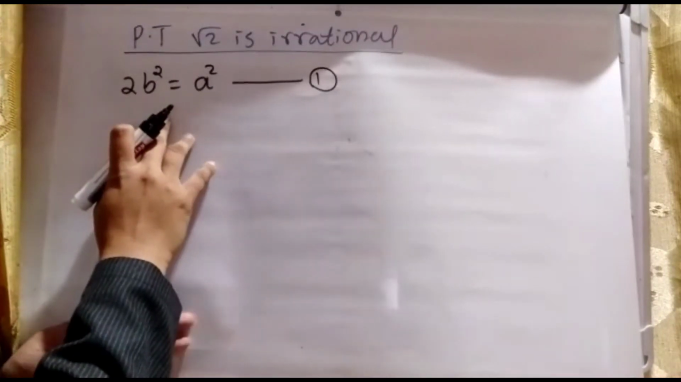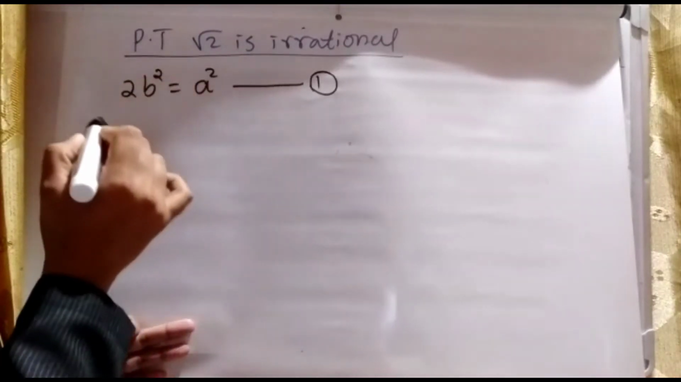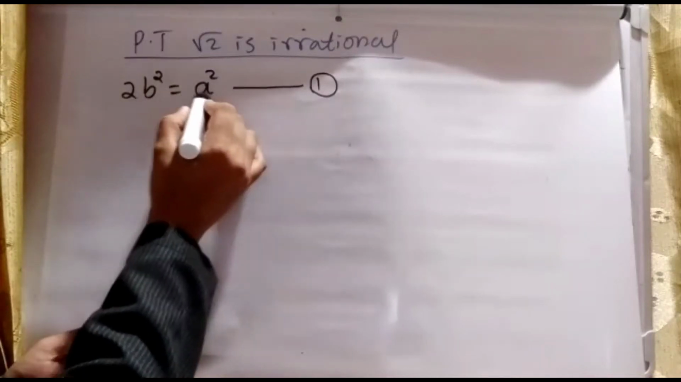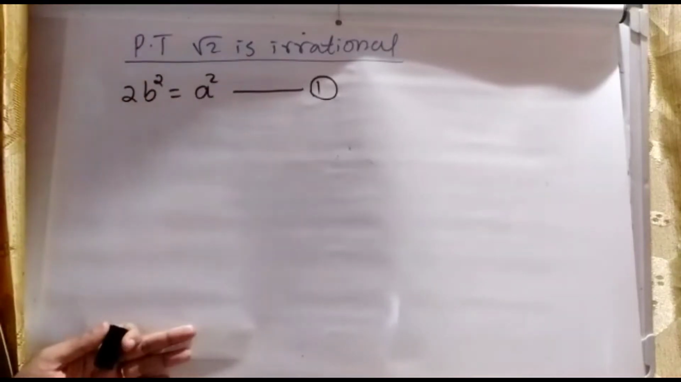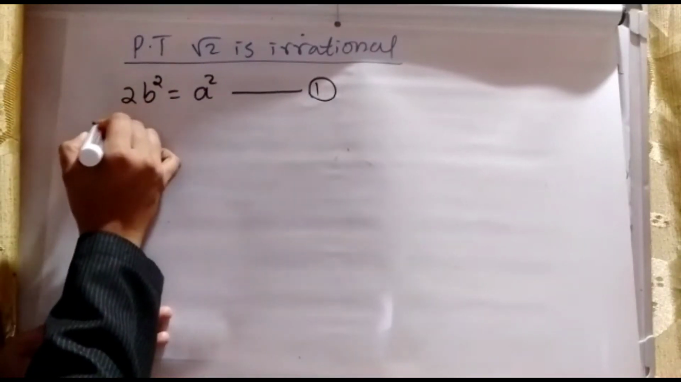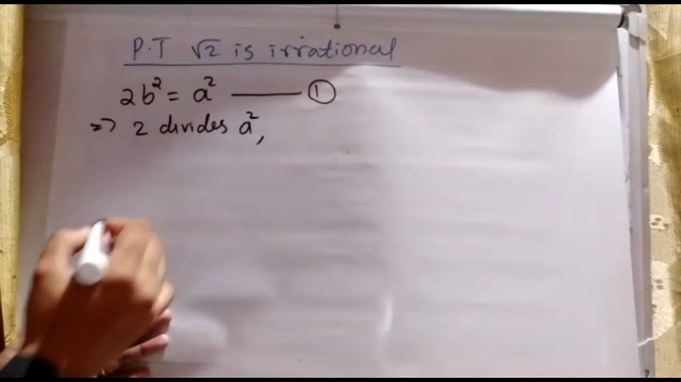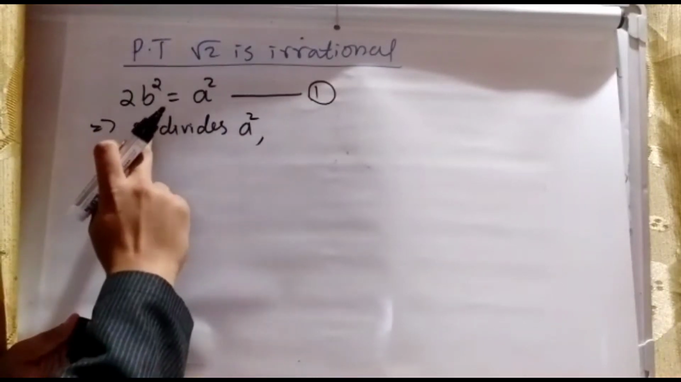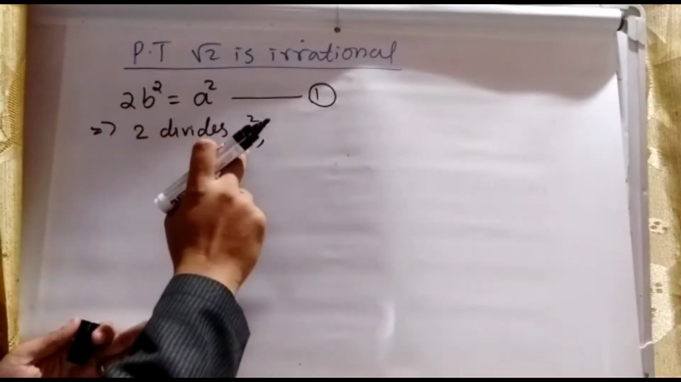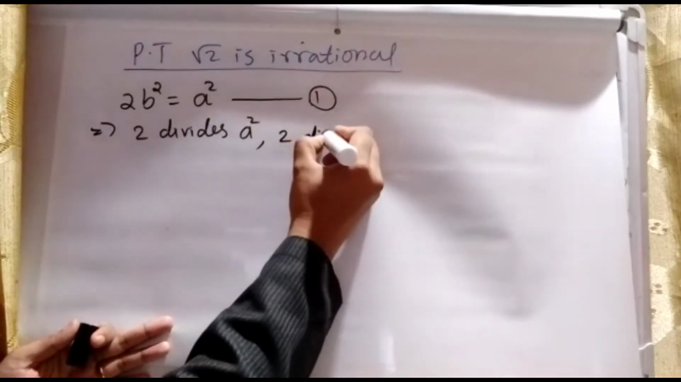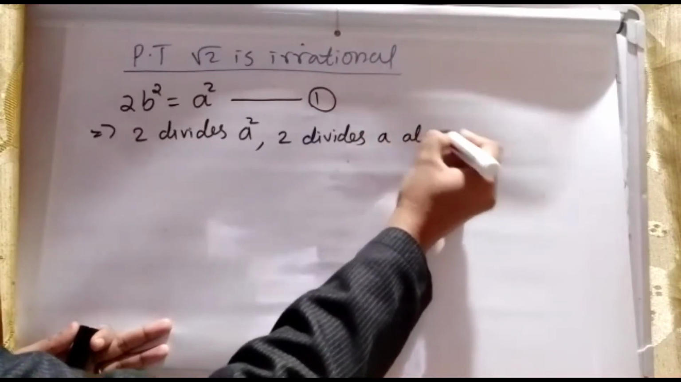Okay, this means 2b² = a² means 2 into b² = a². That means 2 is a factor of a², or 2 divides a². Clear? Which implies 2 divides a². We learned one theorem: we know 2 is a prime number. If 2 divides a², then 2 divides what? 2 divides a also. Theorem.